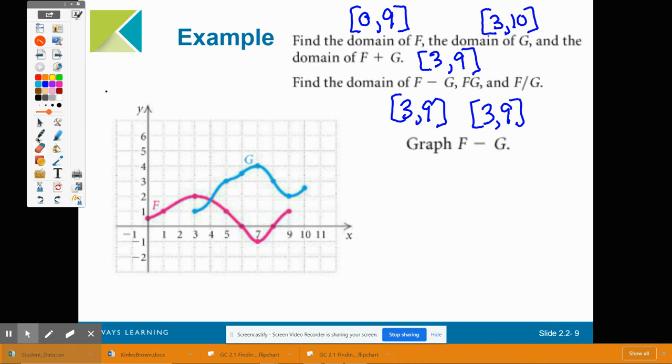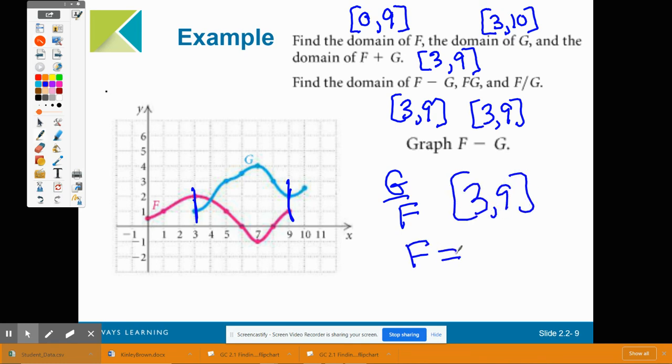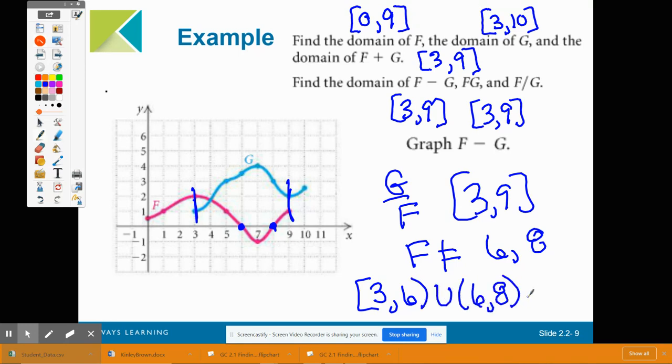Now, if I asked you for G over F, it would still be 3 to 9, but I want you to see what the problem is here. F cannot equal 0, and take a look. F equals 0 at 6, and at 8. So F can't be 6 or 8. So on this one, you would have to say 3 to 6 with a parenthesis, union, 6 to 8, union, 8 to 9. I don't think that's going to come up, but if you're looking at the graphs, make sure you do not divide by 0.